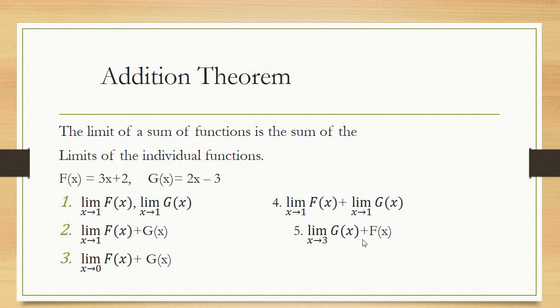The limit of g of x plus f of x. Our g of x is 3x plus 2 as x goes to 3, it becomes 9 plus 2, that is 11. Our f of x is 2x minus 3 as x goes to 3, it becomes 2 times 3 minus 3. That is 6 minus 3, that is 3. So 11 plus 3, that is 14.